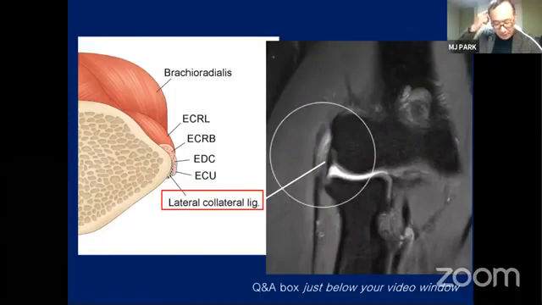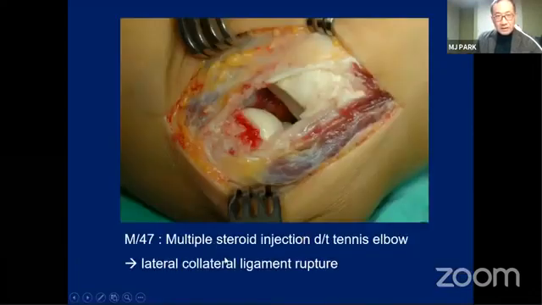Now, I'd like to discuss the lateral collateral ligament insufficiency in lateral epicondylitis. Lateral epicondylitis is basically nothing to do with a ligament problem, but the ligament origin is very, very close to the ECRB, so lateral epicondylitis has the potential to affect ligament function. In this patient, the lateral collateral ligament is totally ruptured with atrophic change, and the most likely cause is multiple steroid injections.